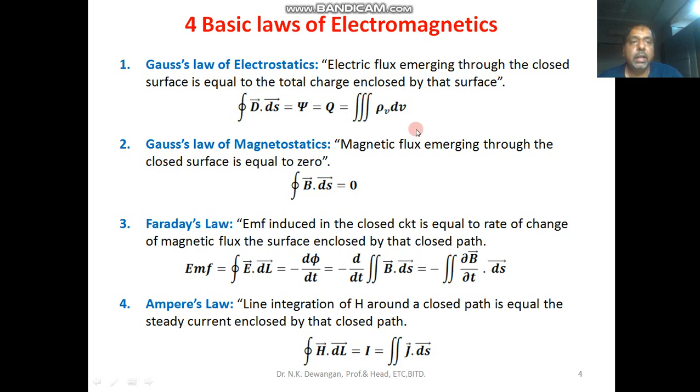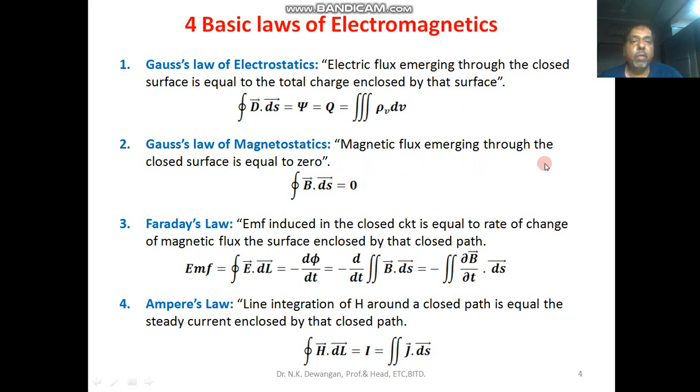It is written in integral form as, if you don't know the value of charge, but you know the value of volume charge density over the volume that is enclosed by the closed surface, so you will write like this: D dot ds over a closed surface is equal to triple integration of rho v, volume integration of rho v. This is the Gauss law of electrostatics, written in integration form. Then the second law is Gauss law of magnetostatics.